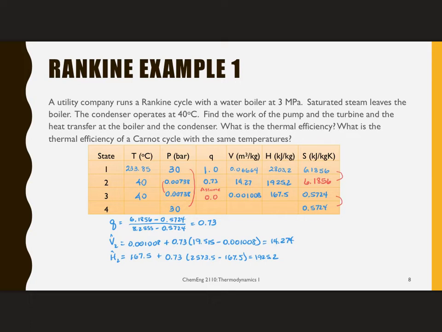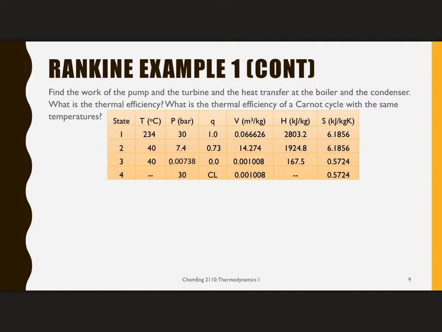I do know that I can also further assume that the volume of the liquid will not change much. So 0.001008 is an approximate value that will work just fine for these purposes. We have most of our data, so next let's solve for the work and heat transfer from each of our devices. Let's begin with the turbine.